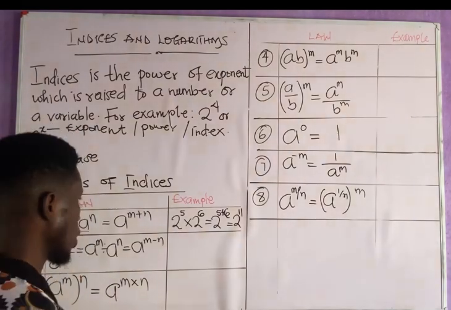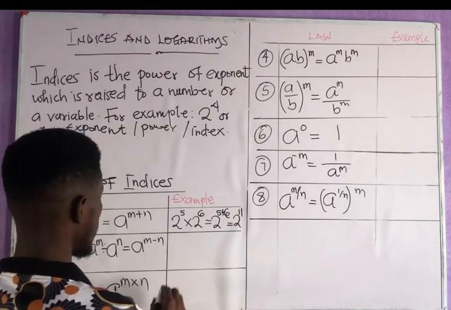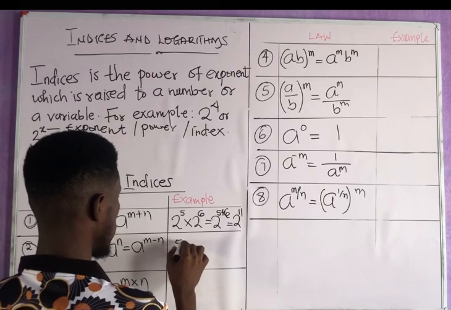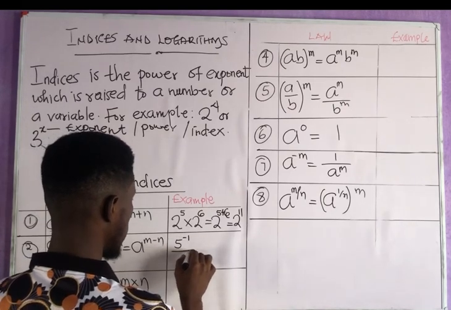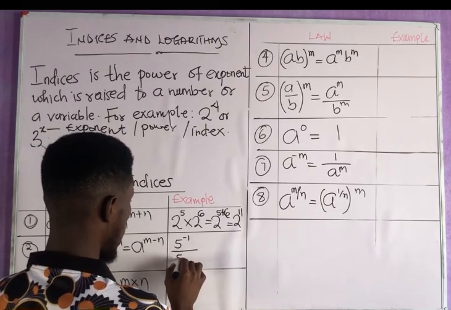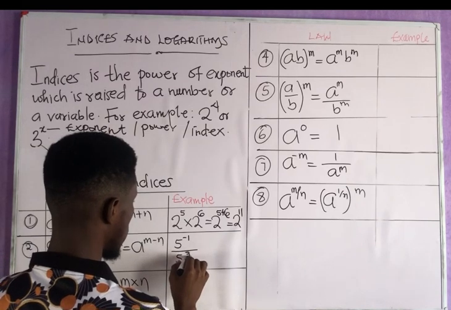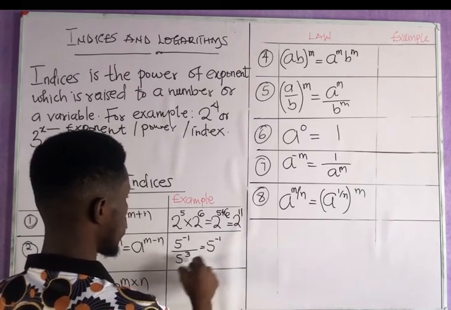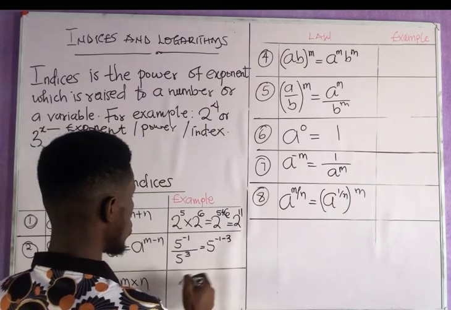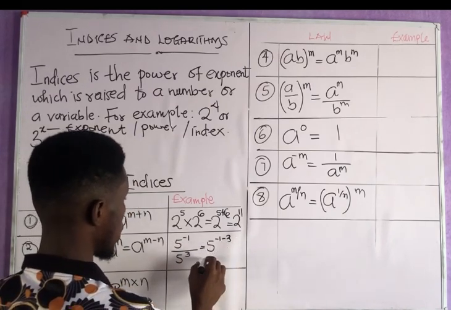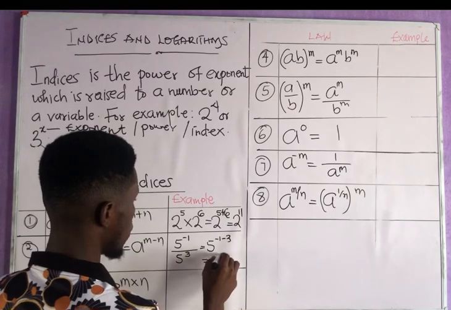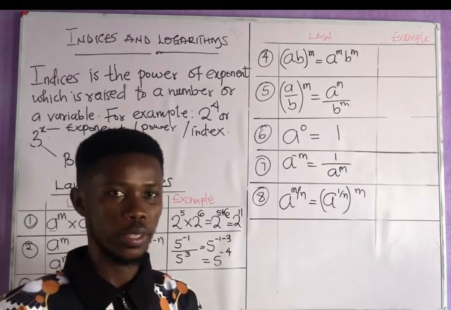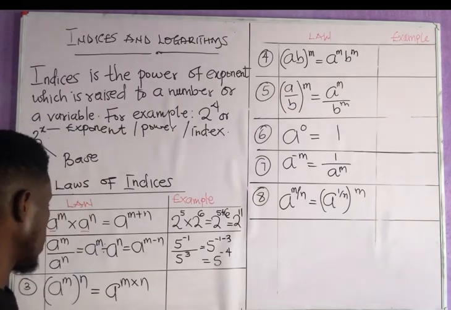Okay, so let's look at an example. If I have 5 to the power negative 1 divided by 5 to the power 3, then we maintain the base and subtract the powers, which will be negative 1 minus 3. And this will give you 5 to the power negative 4. I think this is very clear, so let's move on to the next one.